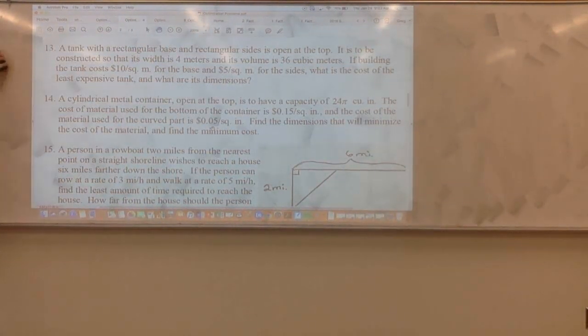Alright, so on this one, we've got a tank with a rectangular base and rectangular sides, and there's no top. So it's like a fish tank. It's got no lid on it. It's to be constructed so its width is 4 meters and its volume is 36. So we're given a couple of parameters right off the bat. Building the tank costs $10 per square meter for the bottom, and then $5 per square meter for all the sides. So they're some type of different material. And we want to figure out how to minimize the cost of the tank.